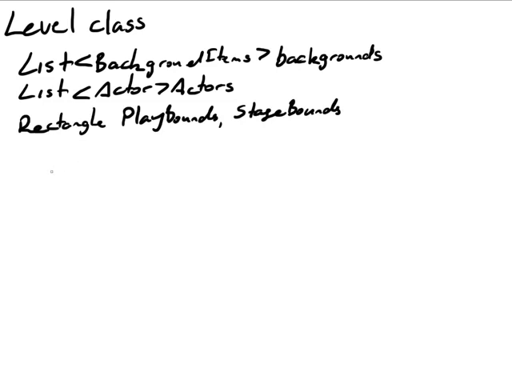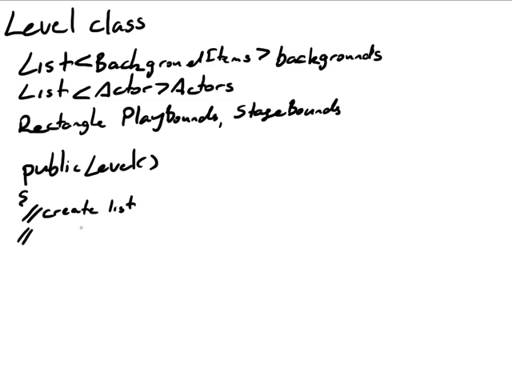Rightio, now let's look at what we're going to need, the methods. So we're going to need a public constructor, which in itself is not going to take in anything, and it will just do two things. We're just going to pseudocode everything. So create the lists. I don't want to try and spell instantiate and get it wrong, so I'm going to say create. And we're going to set up the play bounds and stage bounds. We'll take a look and see what they mean in just a moment.